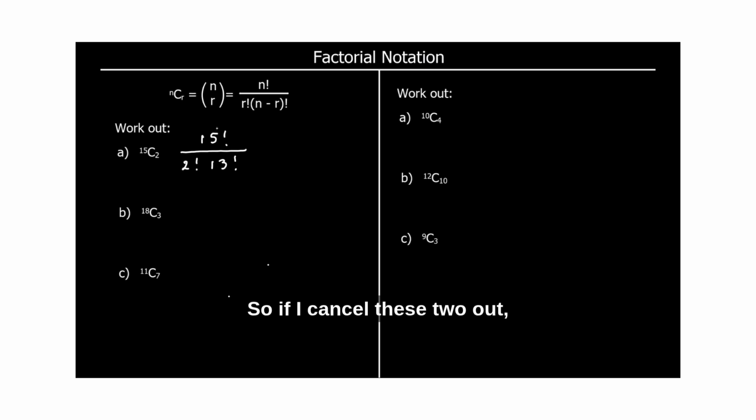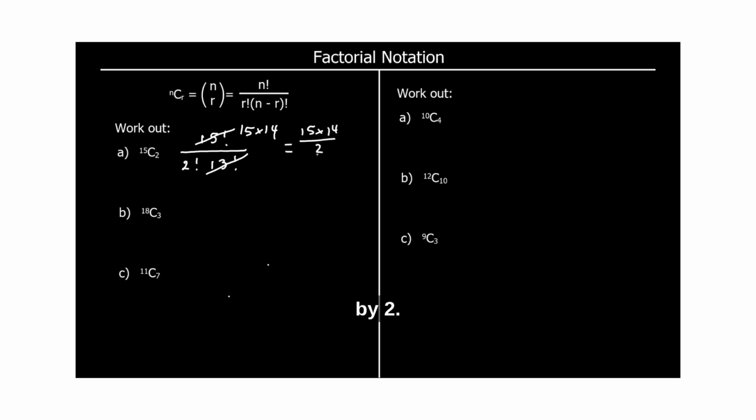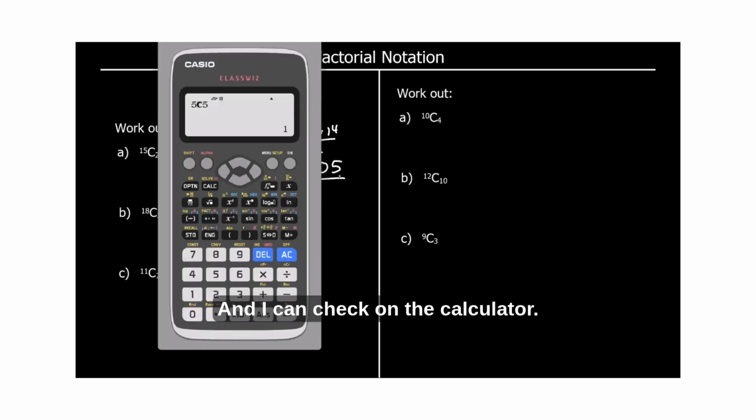So if I cancel these two out, if I divide 15 factorial by 13 factorial, I'm just left with 15 times 14, because the 13, the 12, the 11, the 10, and so on all cancel out. 2 factorial is 2, so I've got 15 times 14 divided by 2. That's the same as 15 times 7, so it will be 105. And I can check on the calculator.